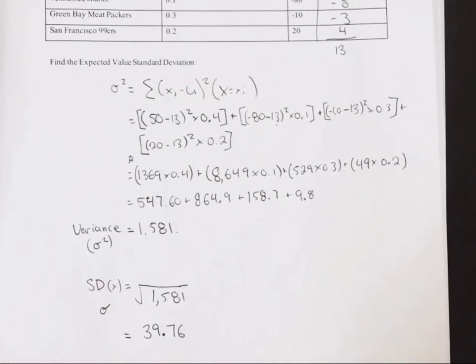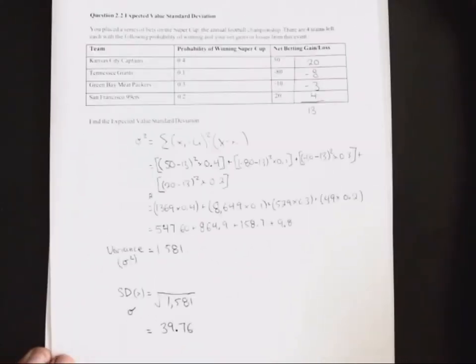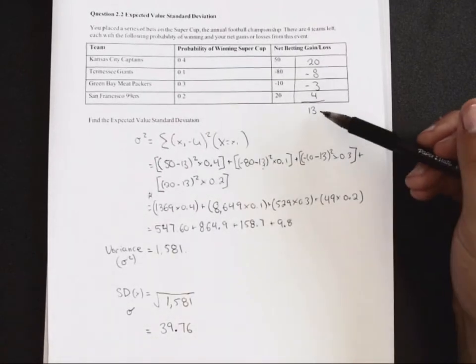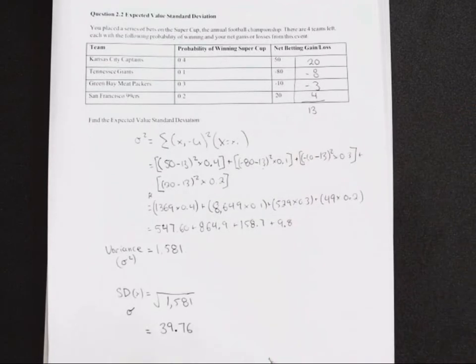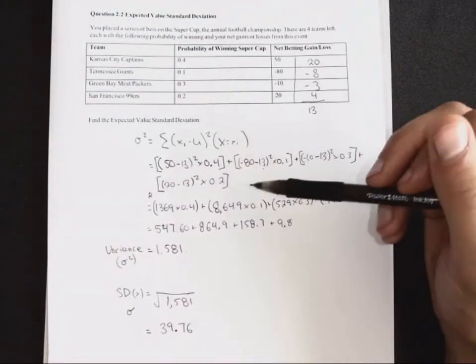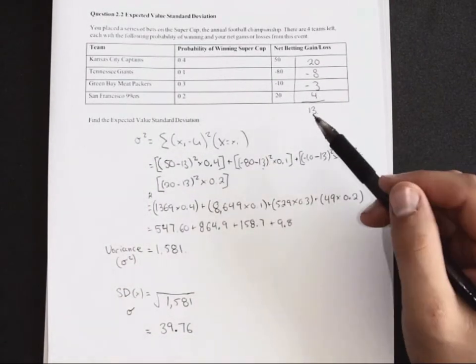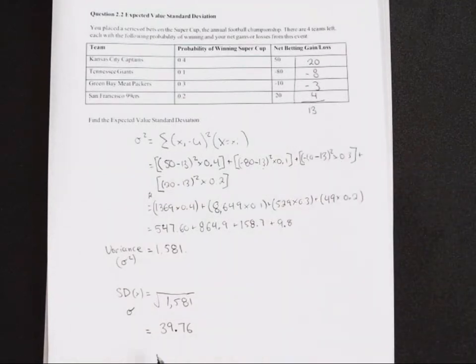That means that you can expect to make $13 on this bet. There would be a 68% chance that you would have a $39.76 swing. So you could still lose money here. There is quite a large variance in this.